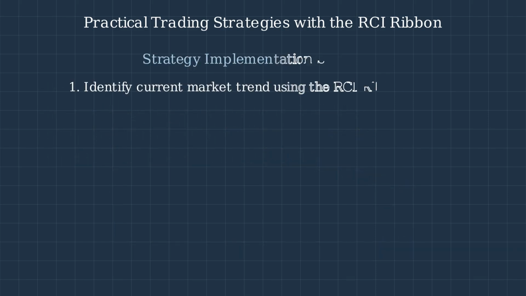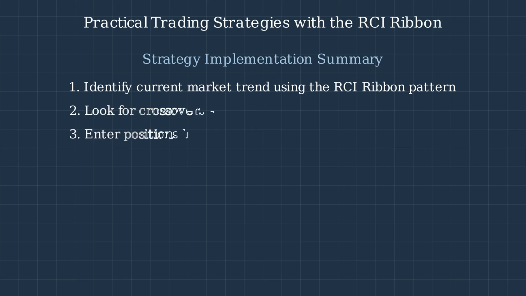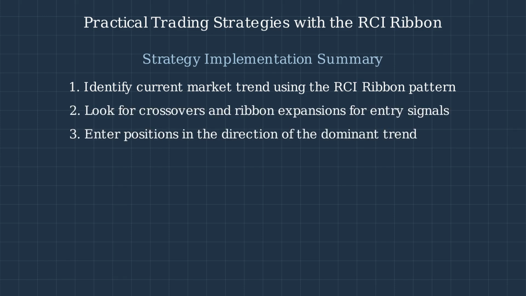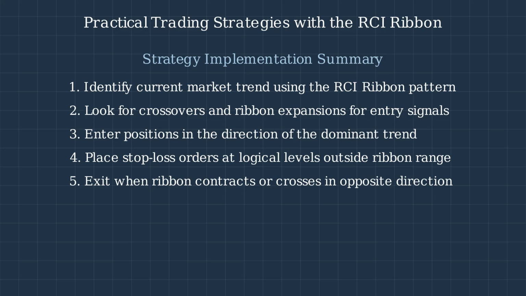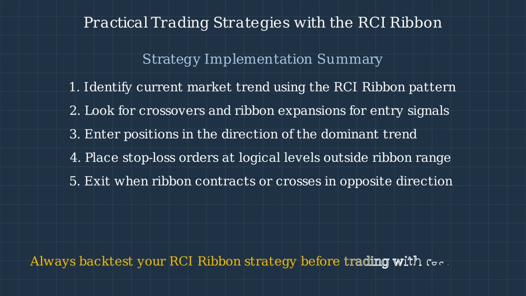To implement these strategies effectively, first identify the current market trend using the RCI ribbon pattern. Look for crossovers and ribbon expansions that signal potential entry points, and enter positions in the direction of the dominant trend. Always place stop-loss orders at logical levels outside the ribbon range, and plan to exit when the ribbon contracts or crosses in the opposite direction. As with any trading strategy, always backtest your RCI ribbon approach thoroughly before trading with real capital.